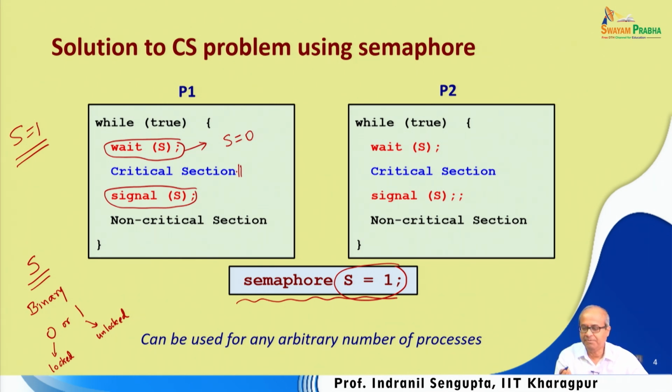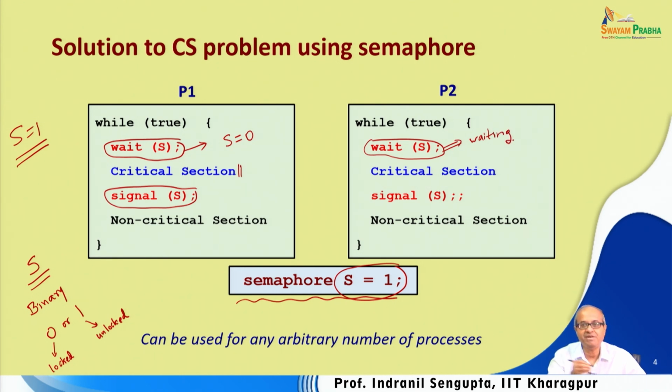Suppose at the same time P2 was trying to enter the critical section. P2 will try to do a wait S. But while trying to do wait S, it will see that the value of the semaphore variable S is 0. So, it will wait in that while loop, it will not be able to enter the critical section.